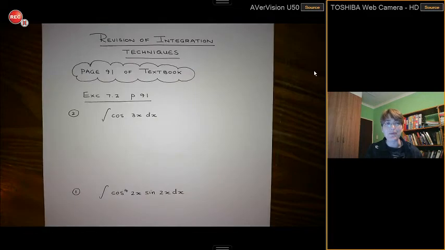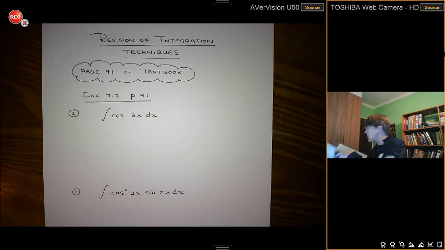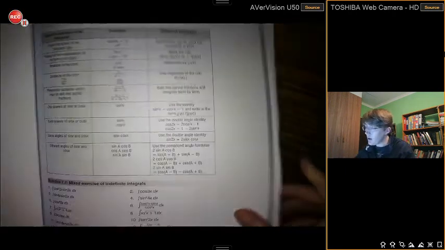Hello grade 12s. This is a revision of integration techniques that we have done so far. There's a lovely summary on page 91 which also gives an idea of how to approach different integration sums, because one of the biggest tricks is trying to discover which one of the many techniques it is that we have to use.